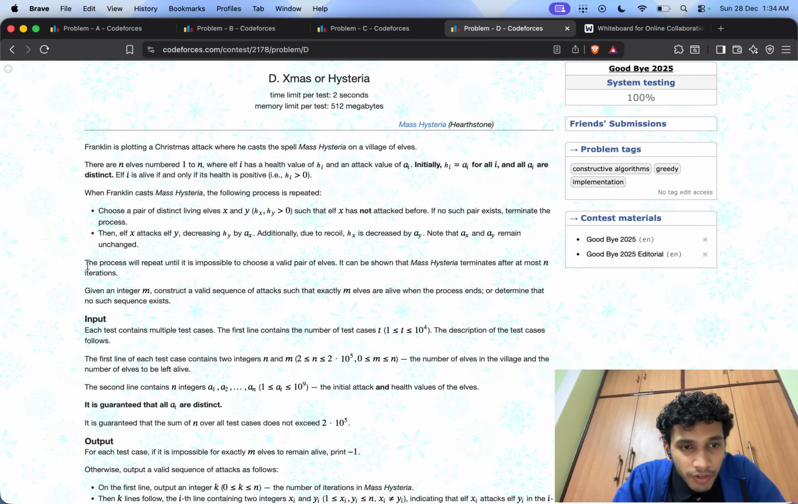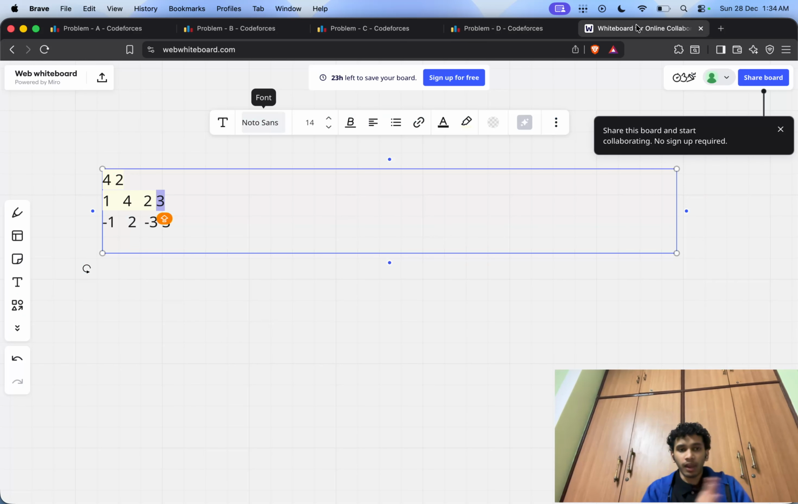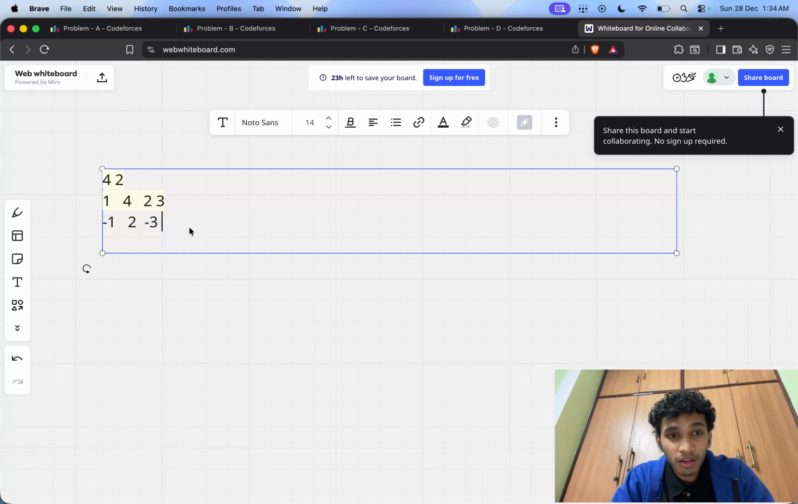That after all the operations, if there are two distinct indices such that one of the index elf has not attacked before, that will have to attack, or the operation will continue forward. So 3 will attack 4 now, and 4 will be dead. So this is not a correct possible construction that we talked about.